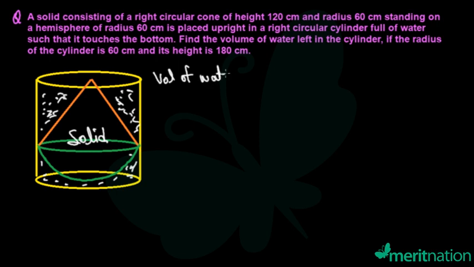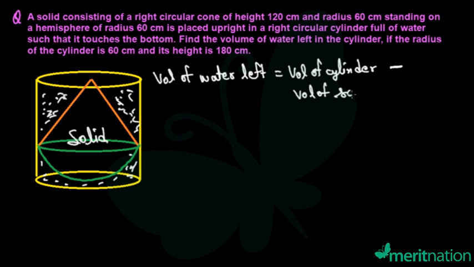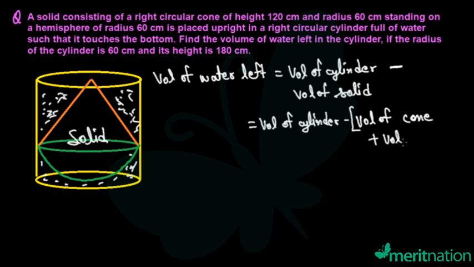The volume of water left, you will see that would be equal to the volume of cylinder minus the volume of this solid. Now solid, quite clearly we can see that's a combination of a cone and a hemisphere. So the volume of water left we can write that's equal to the volume of cylinder minus the volume of solid, that would be volume of cone, plus the volume of this hemisphere.